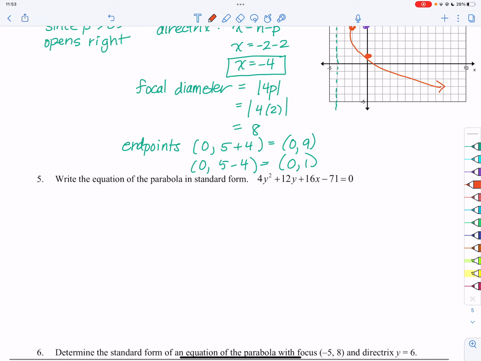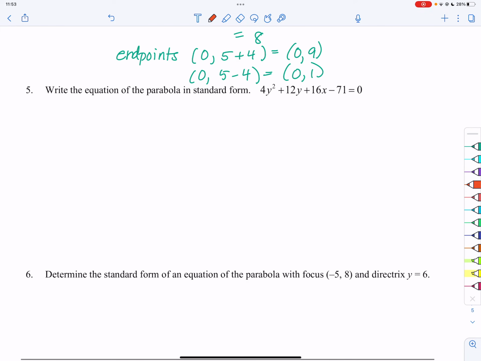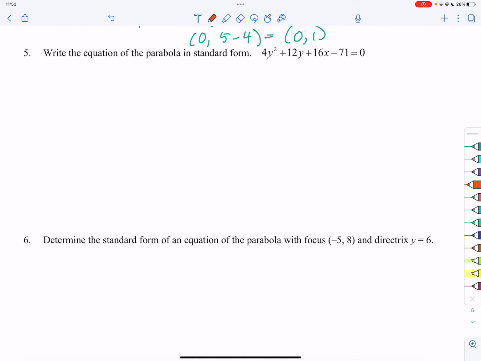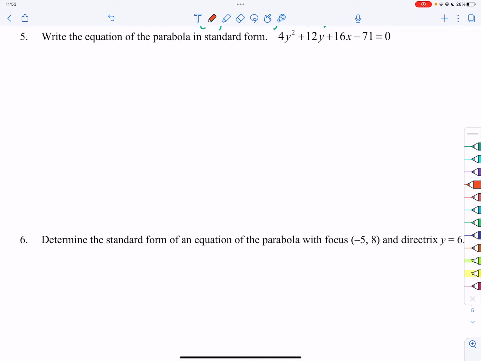Write the equation of the parabola in standard form. So the first thing we need to do is go ahead and isolate that y squared term. So whichever term is squared, we will isolate with the variable that is with that. So we want to isolate the y squared, since the y is squared, the y squared term, and we need to also take that y term with it. Then we will go ahead and move the 16x term to the other side and that 71.